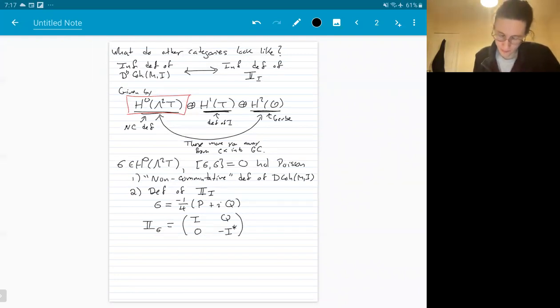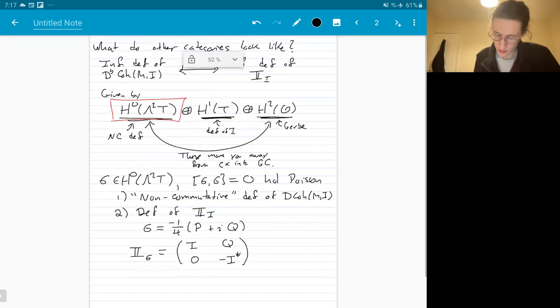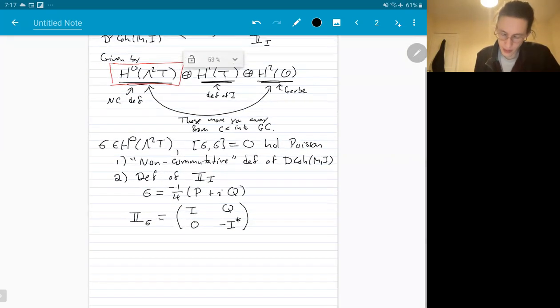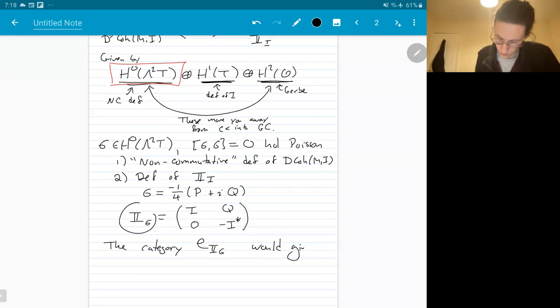So maybe one way of thinking about it is that what should be the category of branes associated to this generalized complex structure? Well, it should be whatever category you get by deforming the category of coherent sheaves. But another way of thinking about it is that if we can construct the category of branes for this structure, it will give a geometric approach to non-commutative geometry.